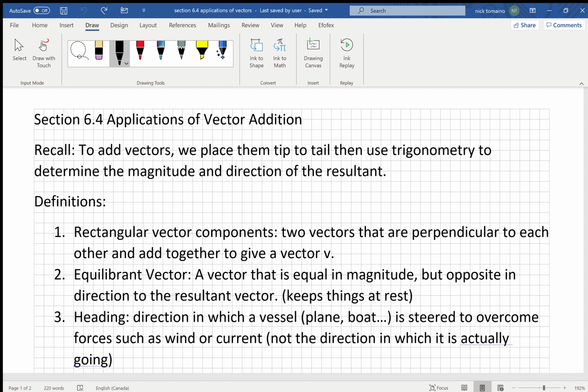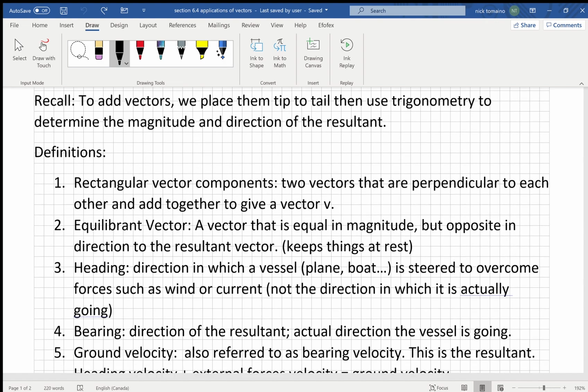So a few definitions to start with. So first one is rectangular vector components. And these are two vectors that are perpendicular to each other and add to give a vector v. The equilibrium vector is a vector that is equal in magnitude but opposite in direction to the resultant vector, and this keeps things at rest.